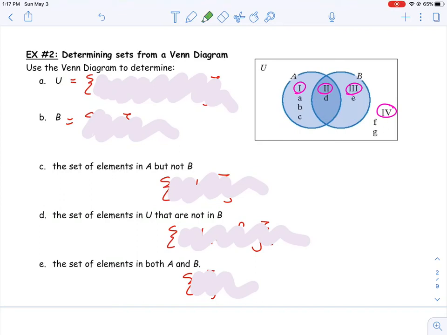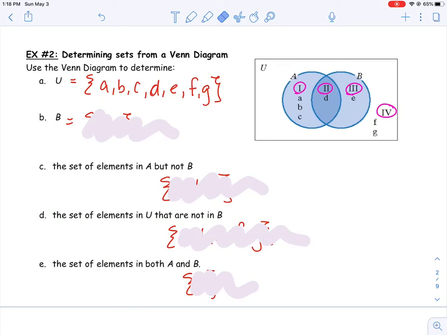Okay, so example number 2, part A, says use the Venn diagram to determine, first of all, the universal set. So what elements are in our universal set? So I would like you to list me all the different elements in our picture. I said A, B, C, D, E, F, and G. Those are all the different elements in my universal set.